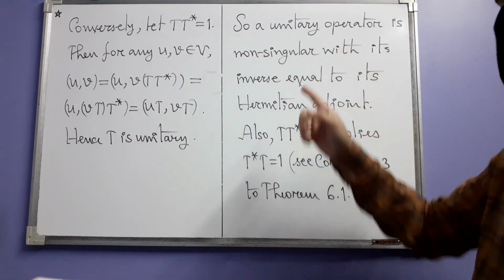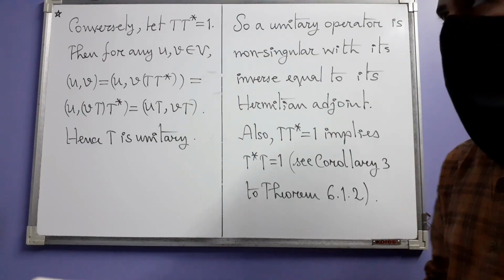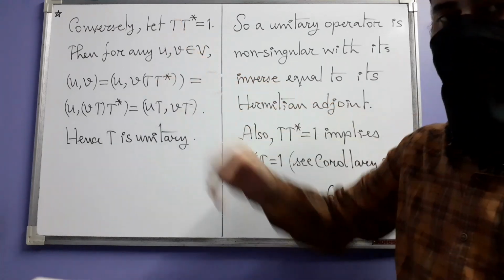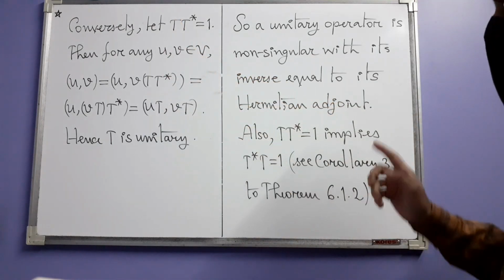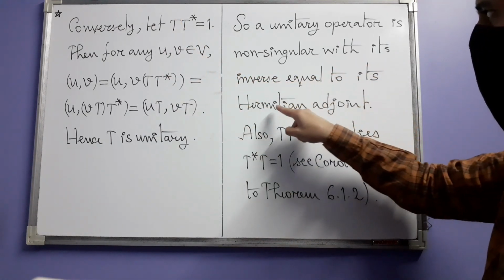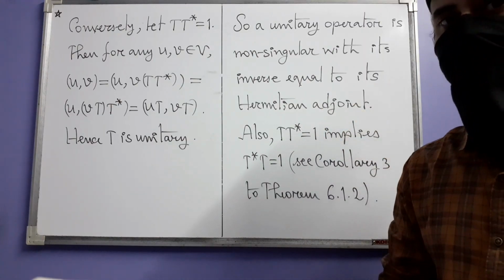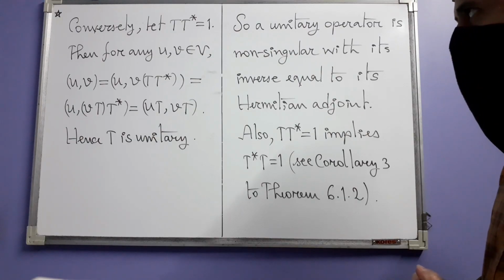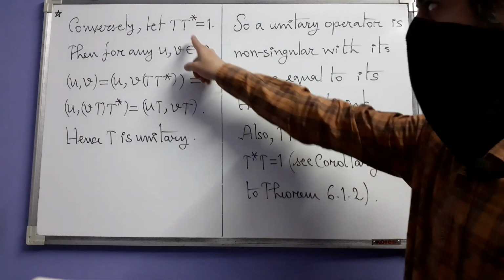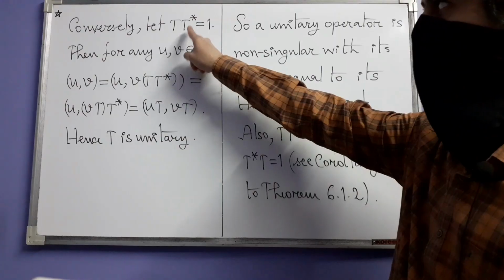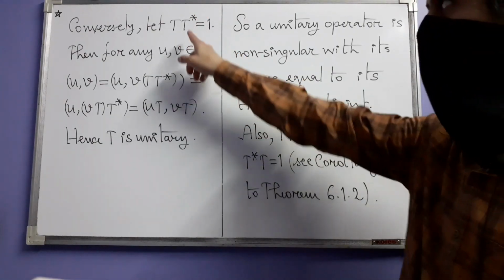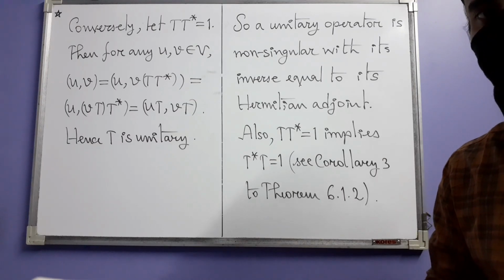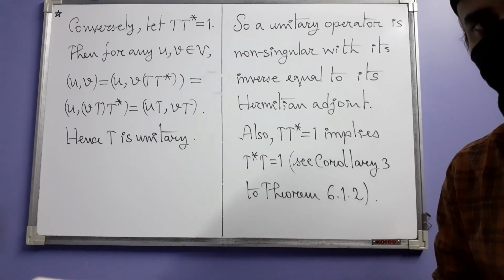So a unitary operator is non-singular, because if T is unitary then this happens. So that means T has a right inverse, with its inverse equal to its Hermitian adjoint. We are straight away saying that it has an inverse. However, how do you know that? This equation only tells us that T has a right inverse, which is its Hermitian adjoint T star. What about its left inverse? Does it then also have a left inverse? Yes.